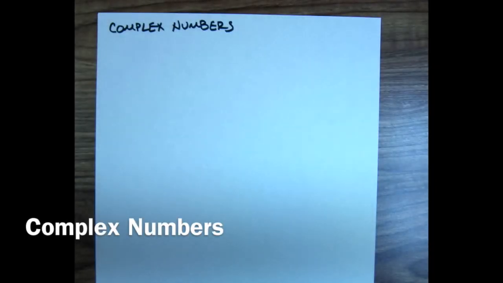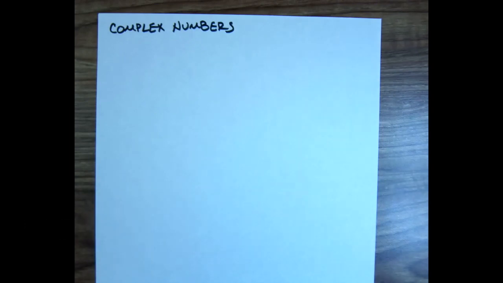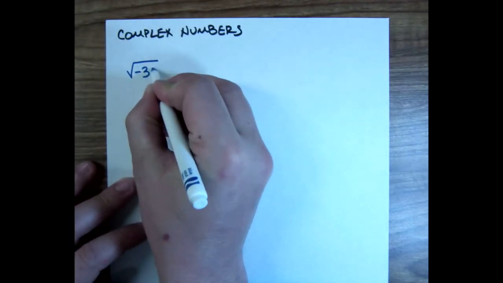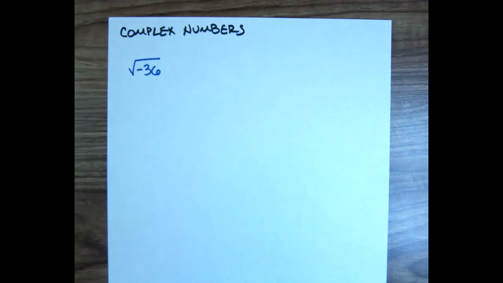Okay, so the next thing we're going to talk about as it relates to radicals is something called complex numbers. And this is the part of the class where I reveal to you that I have been lying to you for quite some time. Oh, really? Why do you hate me?